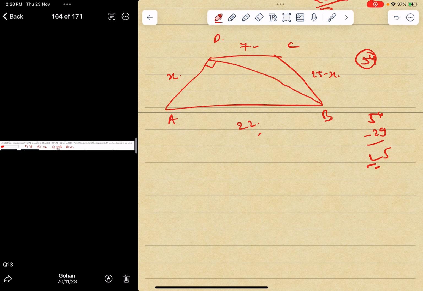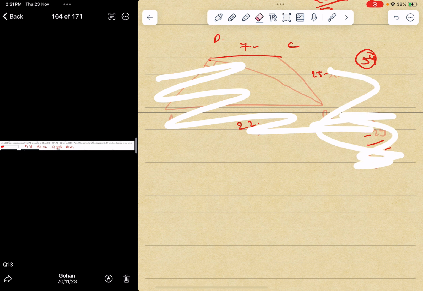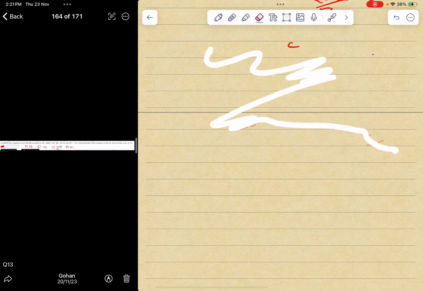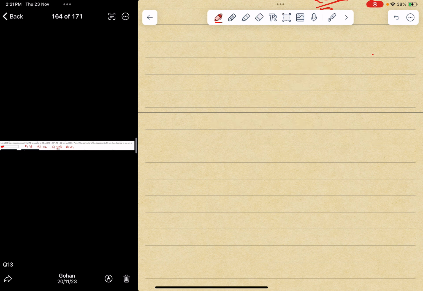Let us see what we can do. This is x, this is 22, we can work upon Pythagorean triplets. Okay, so our complete figure was wrong. Angle BAD is 90 degrees. What did I do? Okay, so ABCD is a trapezium, BAD is 90 degrees, and we also know that AB is greater, so it will be like this.